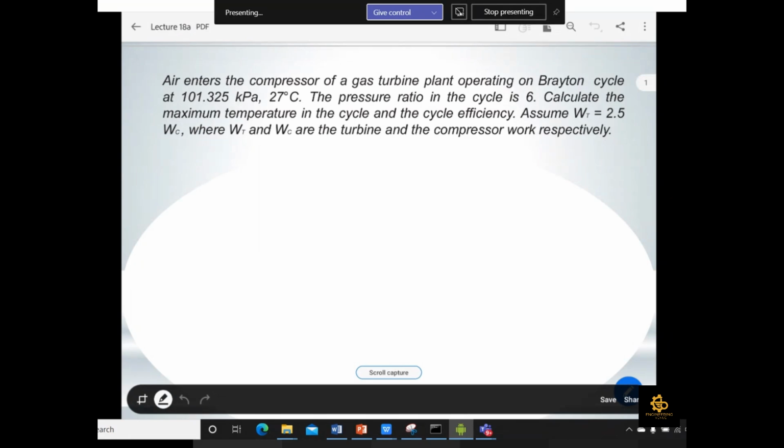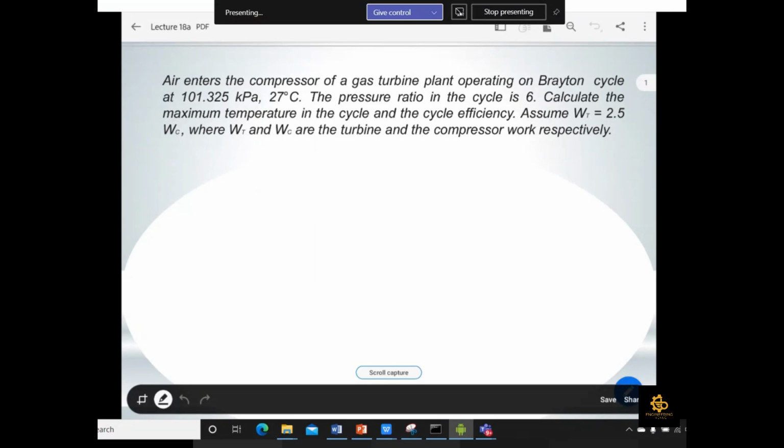Now it is the question mentioned for today's lecture. Air enters a compressor of a gas turbine power plant operating on a Brayton cycle at pressure 101.325 kilopascal and 27 degrees Celsius. So it means that P1 and T1 are mentioned in your question. The pressure ratio in the cycle, the ratio of maximum pressure to minimum pressure, is 6, or we can say it is Rp. Calculate the maximum temperature in the cycle.